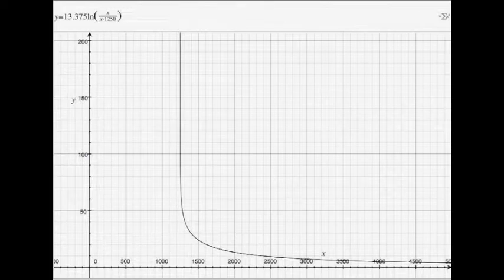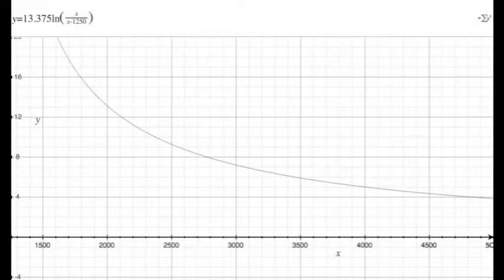We have the graph of the equation, where we can see how the monthly payments are reflected in the axis. The graph has a restriction, where we can see that x is greater than 1,250.